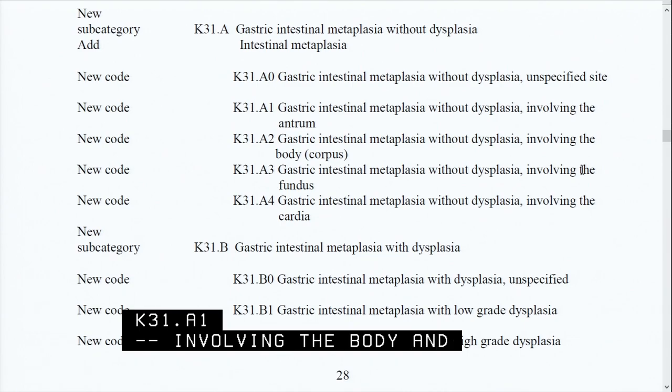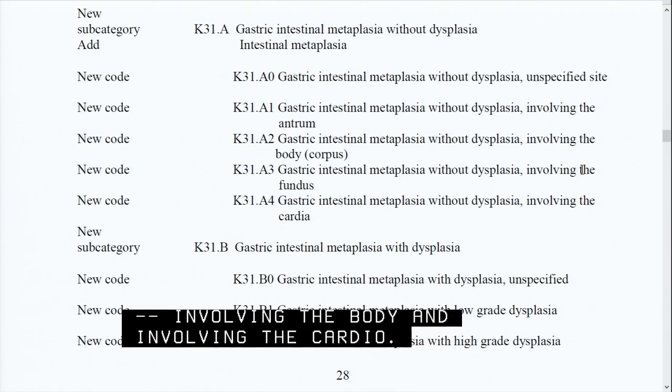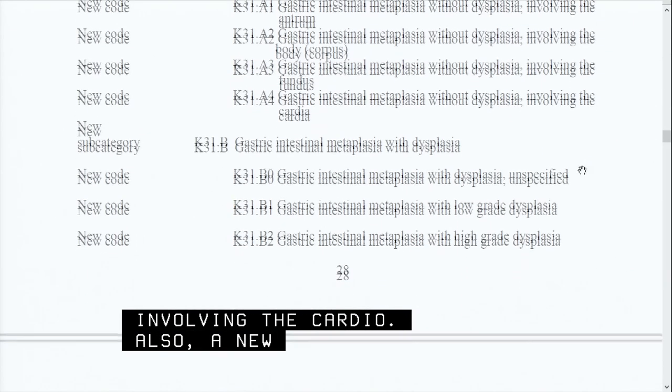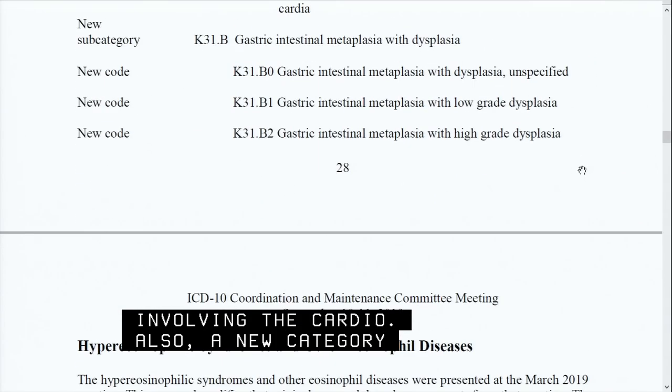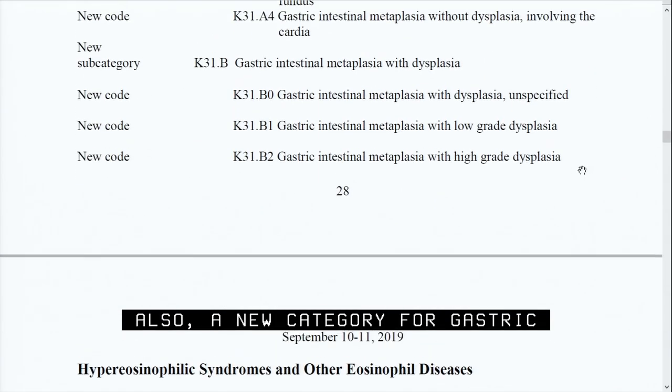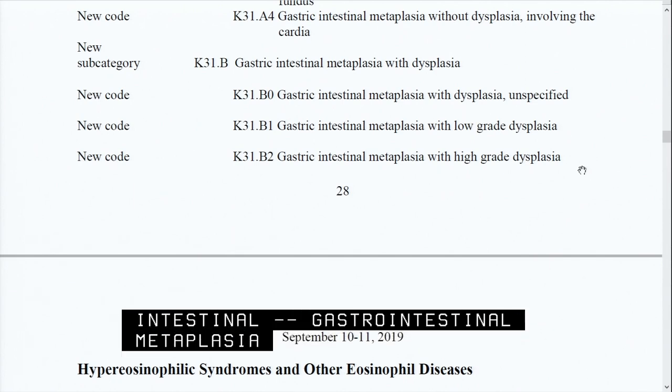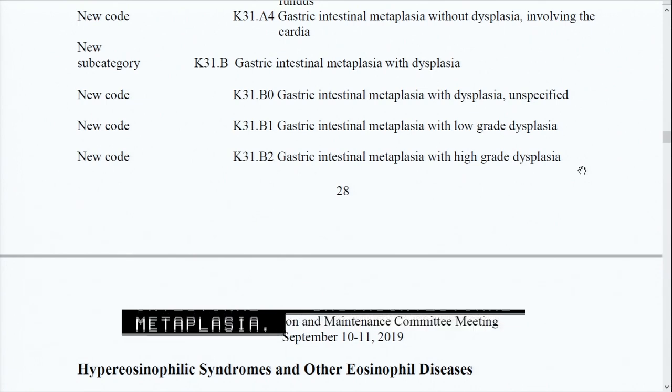Also, a new category, K31.B, for gastrointestinal metaplasia with dysplasia, with three new codes to capture unspecified dysplasia, low-grade dysplasia, and K31.B2 to capture gastric intestinal metaplasia with high-grade dysplasia.